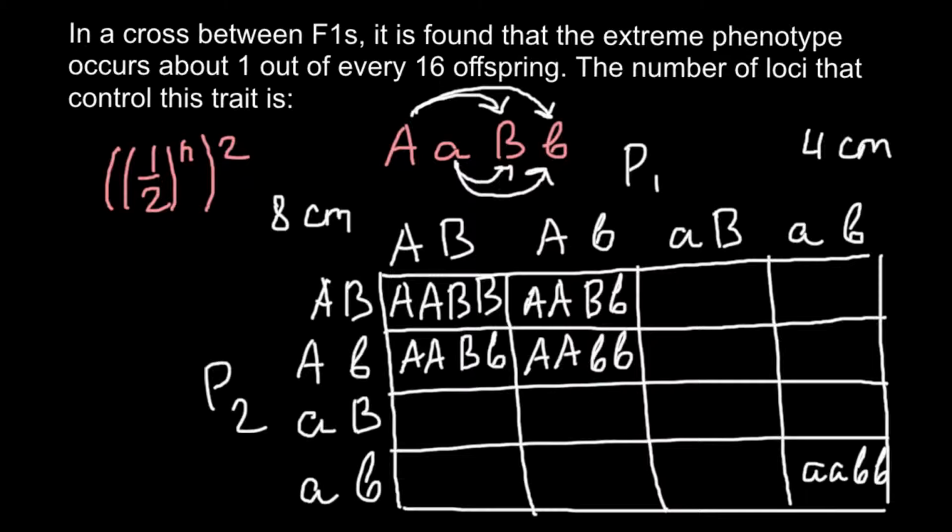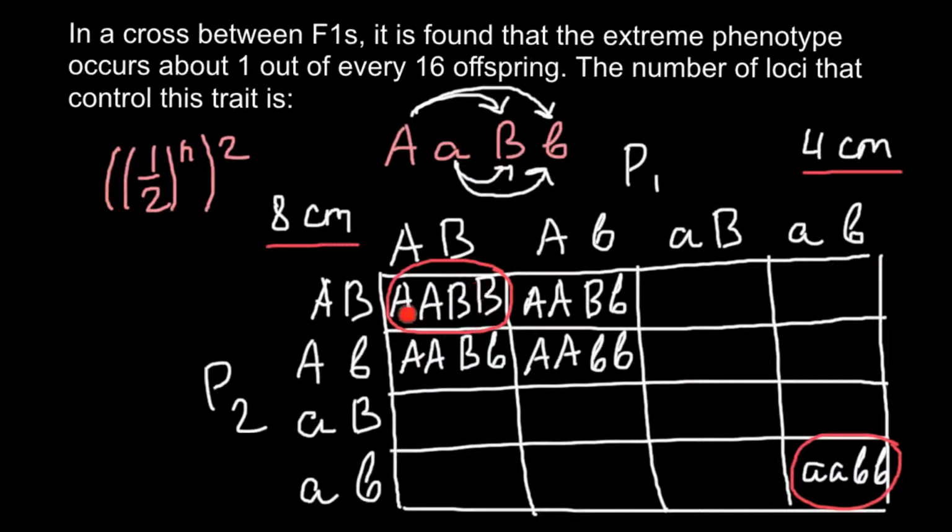So, actually, this genotype here would be one extreme that would produce plants that are 8 centimeters tall, and this genotype would give us another extreme that would produce the shortest plants that are going to be 4 centimeters tall. And as you see, here we have 1, 2, 3, 4, 1, 2, 3, 4. So we have a grid 4 by 4 cells. That means the total number of cells here is 16.